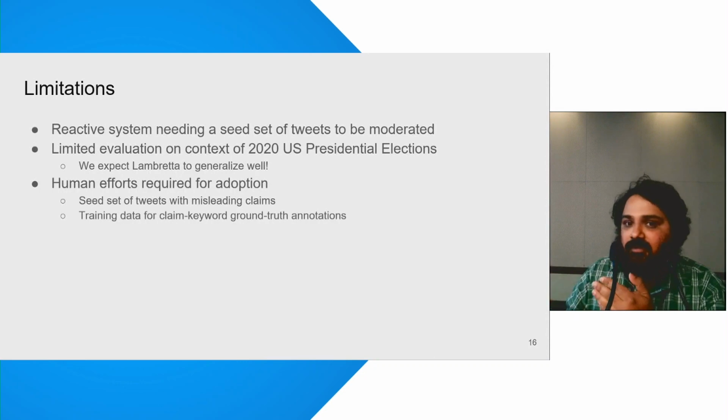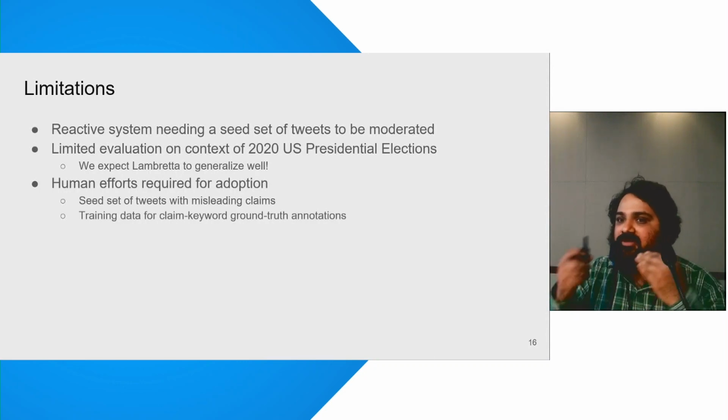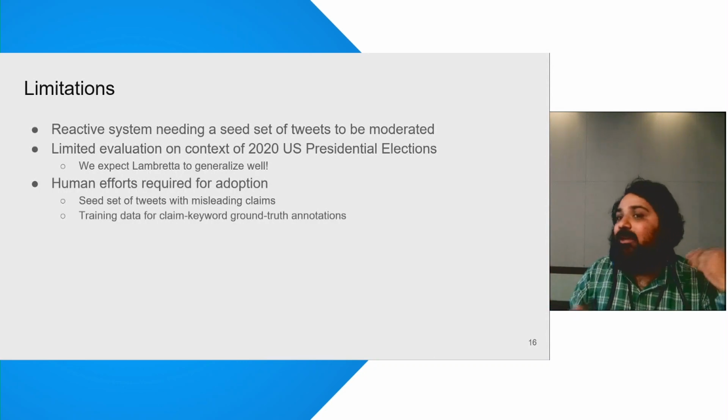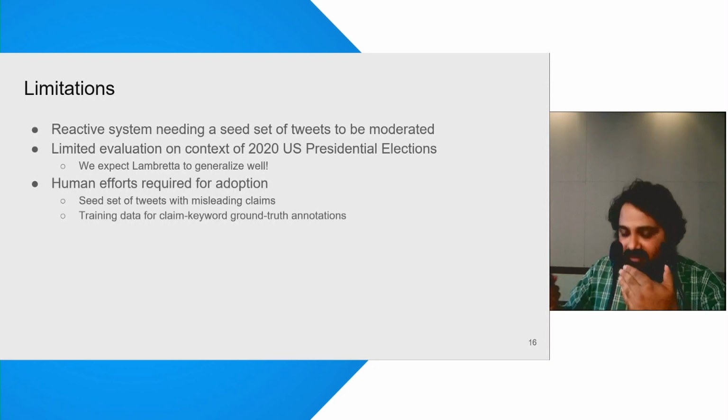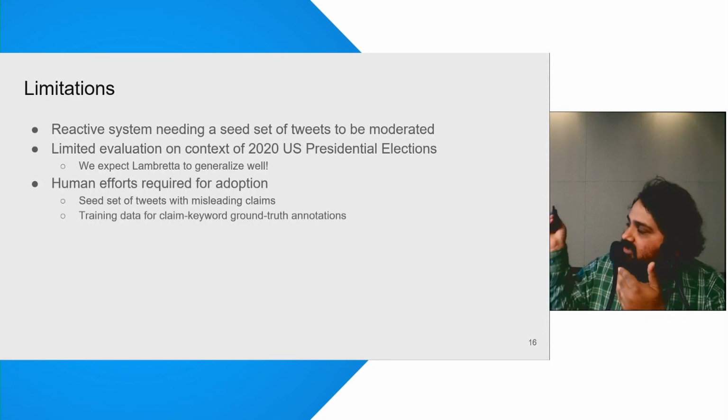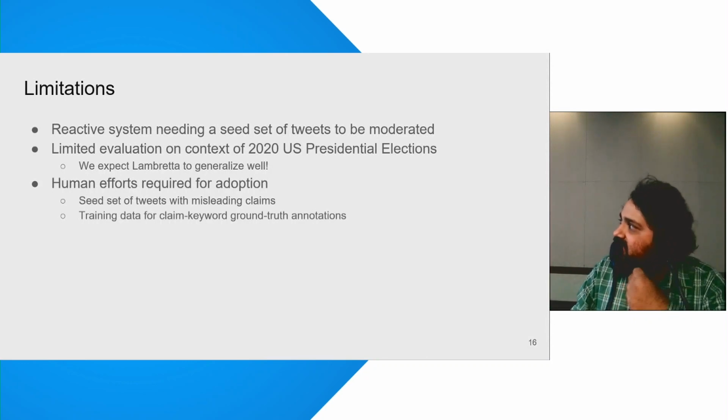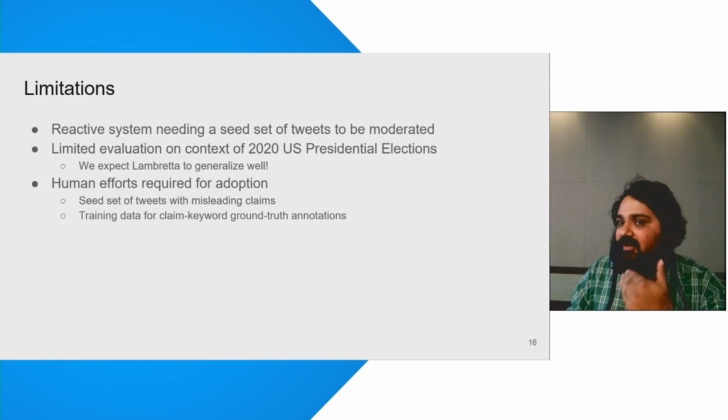There are some limitations to our work. It is an inherently reactive system, because we have this initial set of tweets that we already know contain misleading information, and the goal of our system is to amplify and identify more candidate tweets. Our evaluation was limited to the US presidential election, and the learning to rank setup that the system relies on is a supervised learning setup, but currently we are exploring other weakly supervised models to improve upon that part as well.